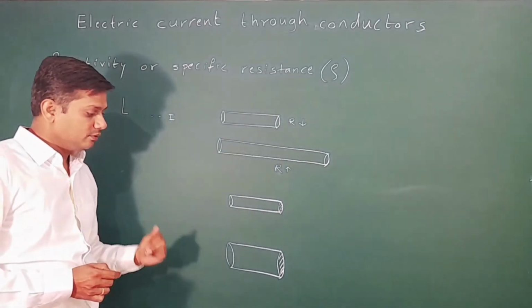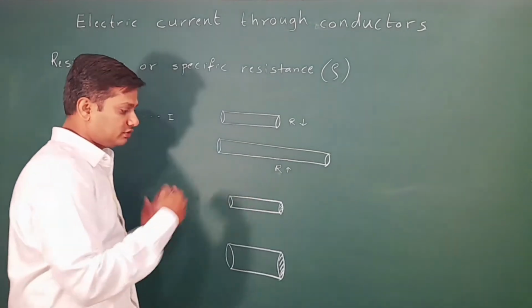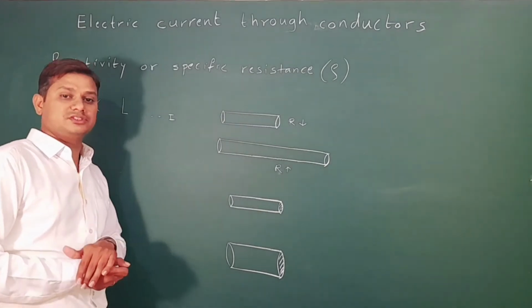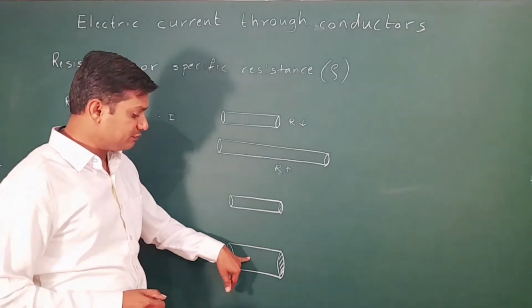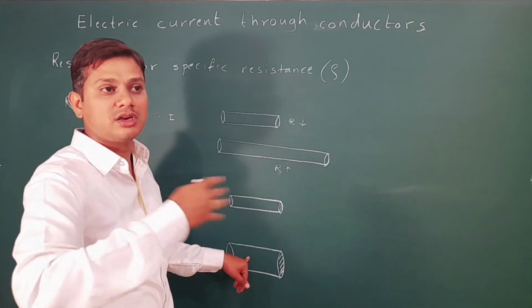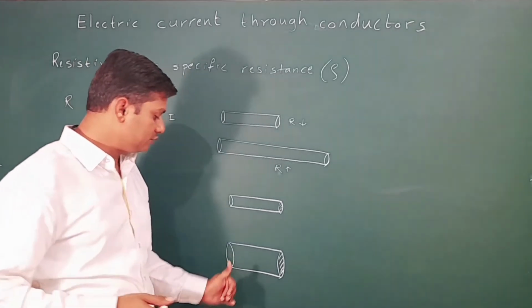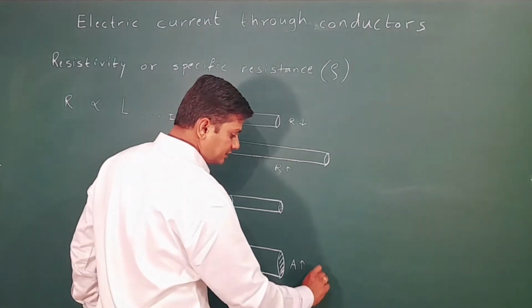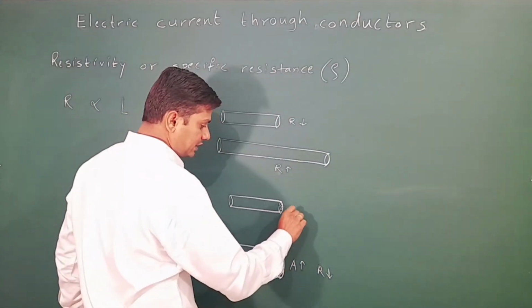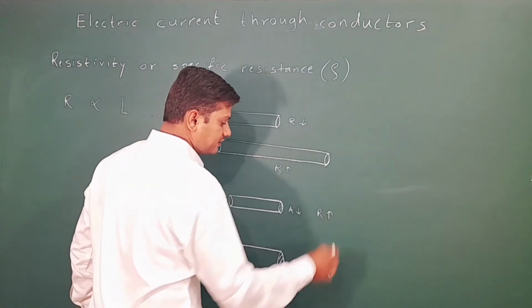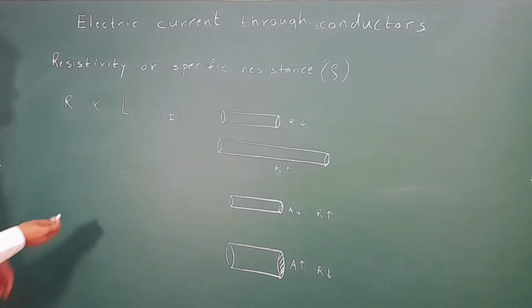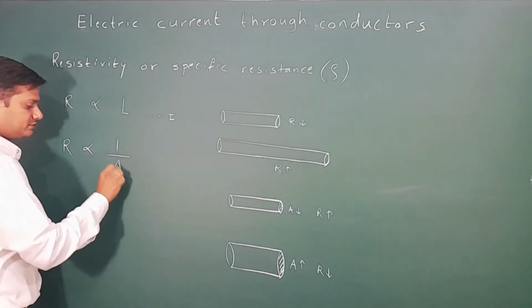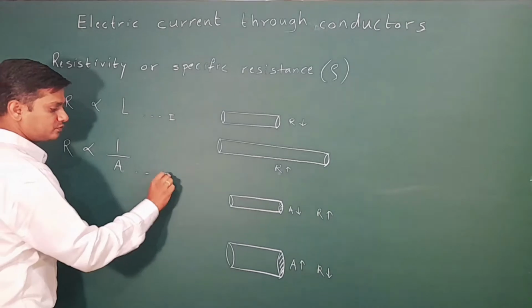So this wire can carry more electrons compared to this wire if the same potential difference is applied across it. That means if this wire carries more electrons, it has more current carrying capacity, hence less resistance. So for this wire, area of cross section is more, resistance is less; area of cross section less, resistance is more. So we can say that the resistance of a wire is inversely proportional to its cross sectional area.